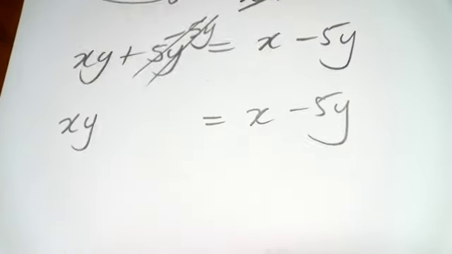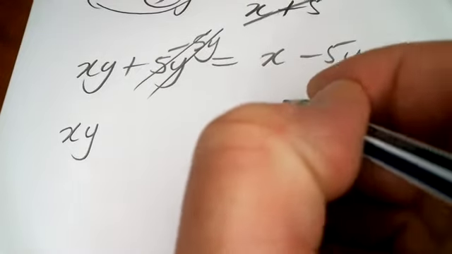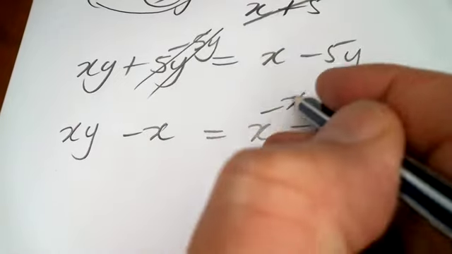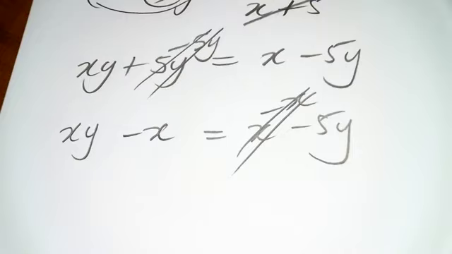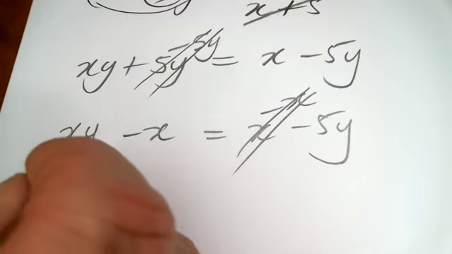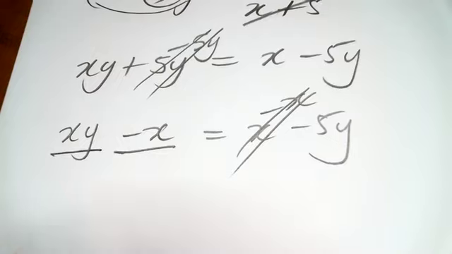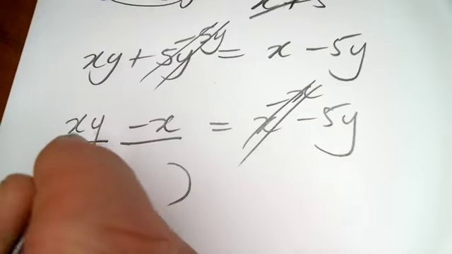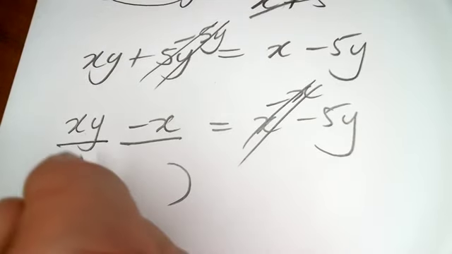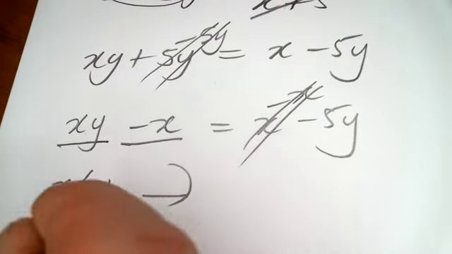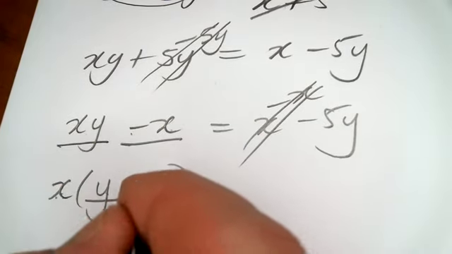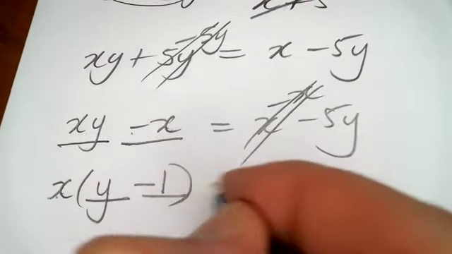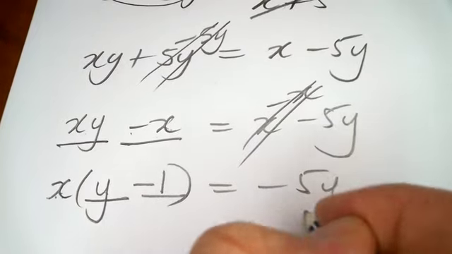Well, I want to get all the x's on the same side, so I'm going to subtract x from this side, excuse me. And what I'm now going to do, because x minus x is 0, is I'm going to factorize. So what is common to this and this? Well, x is common. If I take the x outside the brackets, I can ask the question, well, what times x makes xy? Well, y times x makes xy. And what times x makes negative x? Well, negative 1 times x makes negative x. So now I've factorized this expression here. And then, of course, is equal to negative 5y.